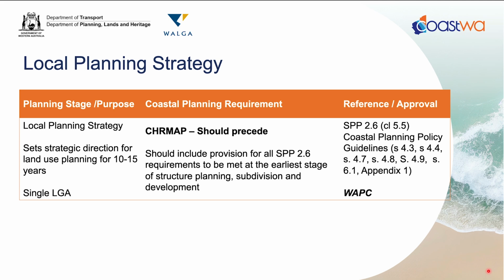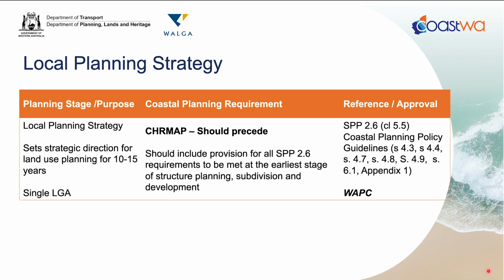And the local planning strategy should include discussion about the provision for all State Planning Policy 2.6 requirements to be met at the earliest stage of structure planning, subdivision and development. You can see there the different clauses and sections that apply, and the West Australian Planning Commission is the approving authority for the local planning strategy.